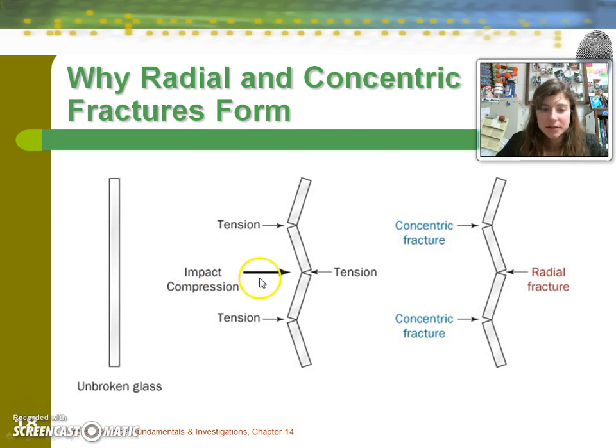The impact comes in this way, and notice that as the impact happens here, the first break is actually from the tension on the opposite side of the glass. That tension becomes the radial or radiating fractures. So those are the ones that go off in all directions. Now, as a result of that tension, the glass is now bending this way. And that causes a tension on the side of the glass that had the impact. And that happens all the way around the point of impact. And that's what becomes the concentric fractures. So that's why radial happens first, followed by concentric.